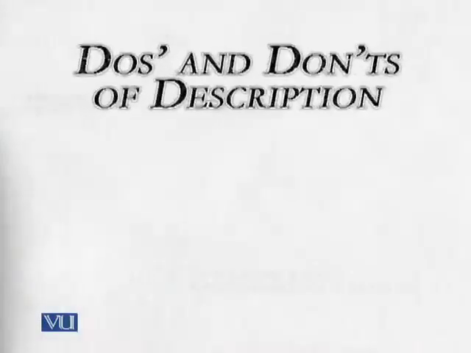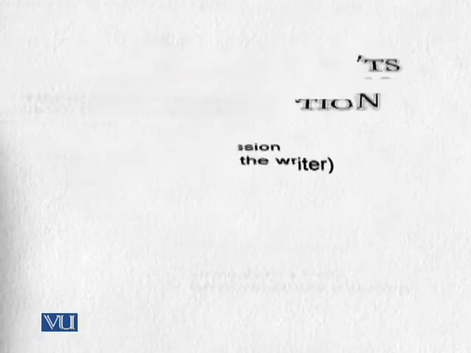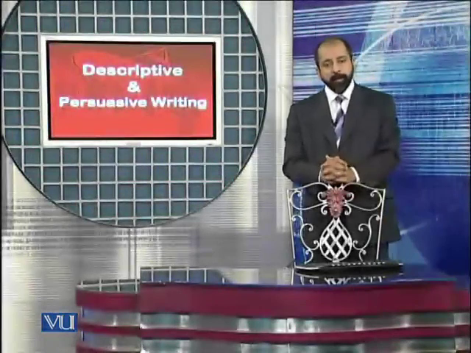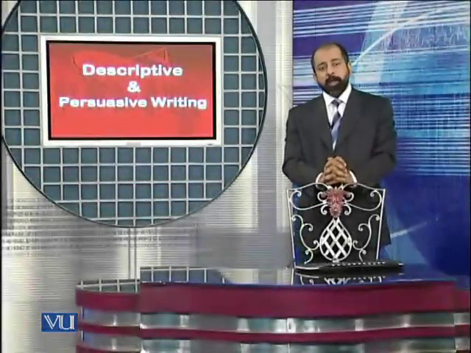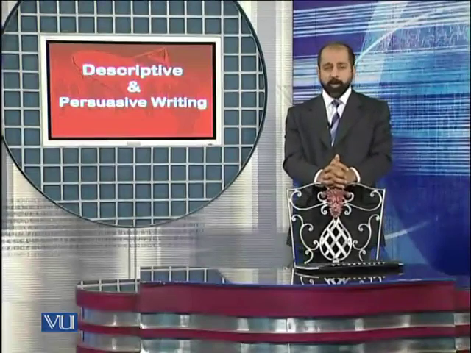Let's go ahead and see what are the do's and don'ts of description. The very first part and parcel of description is the dominant impression. Look here, if you want to describe a person or place or thing, there should be one dominant impression. I mean, you want to describe the good aspect or the bad aspect.